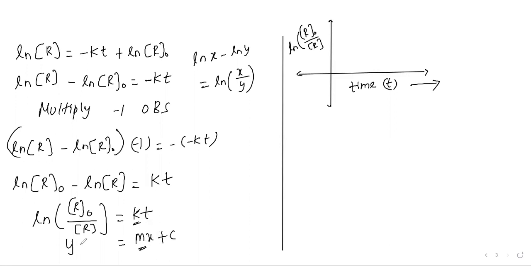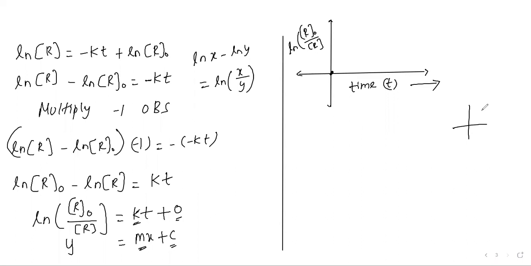Now time on the x-axis, everything is over. Now kt is there, no? The ln of r naught by r equals kt. You can write this one as plus 0 also. Correct? When you are adding 0, no change will happen. So what is the intercept? 0. Where the y-axis is 0, this is the point where it is 0. Intercept is 0 and the slope is positive.